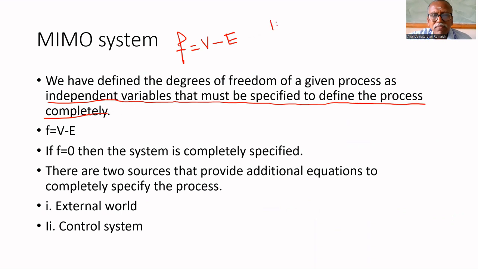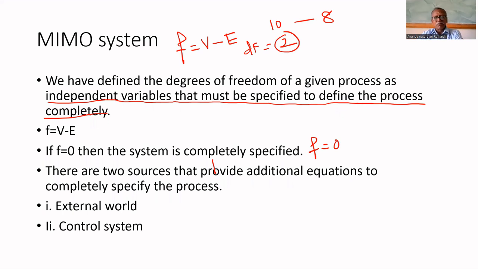Suppose we have 10 variables and we have 8 equations, which means 2 is the degrees of freedom. It means 2 independent variables are there that are not yet defined. Therefore, the system is not completely defined because there is no equation to specify those 2 variables. That's why the degrees of freedom is equal to 2. The system is not completely specified. If F is equal to 0, then we can say that the system is completely specified.